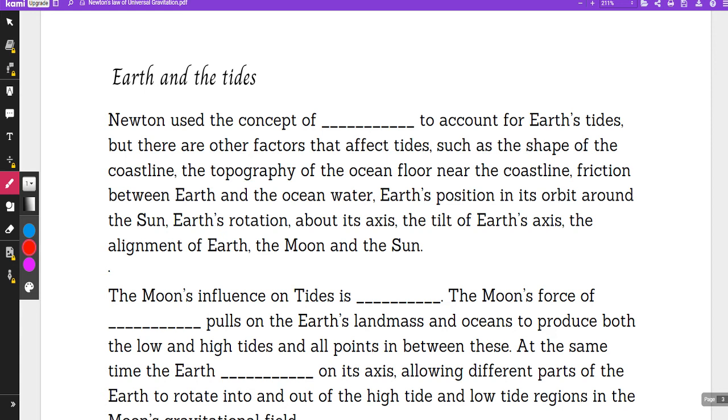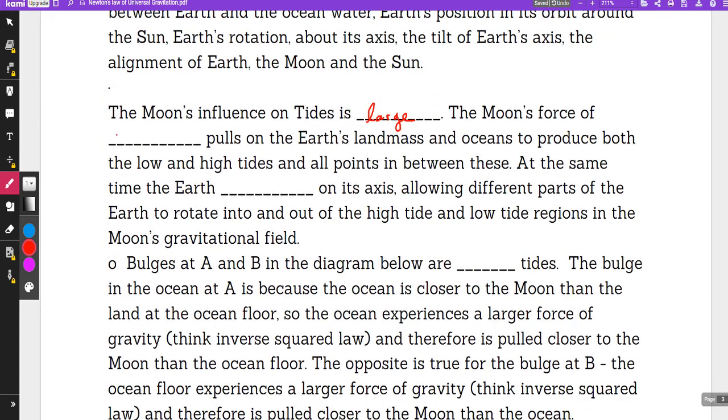So Newton used the concept of gravity to account for Earth's tides. And this is something that we talk about a lot in terms of grade 9 science and younger science, just tides in general. But there's tons of other factors that affect the tides, like coastline, topography, the ocean floor, friction, and the Earth's position around the sun, its rotation, seasons, everything. So the moon's influence on the tides is actually pretty large. Some people don't think so, and they think like, oh, the moon has nothing to do with it. But the moon's force of gravity pulls on Earth's landmass, and it's actually part of the reason why Earth is not a perfect sphere. We'll get into that.